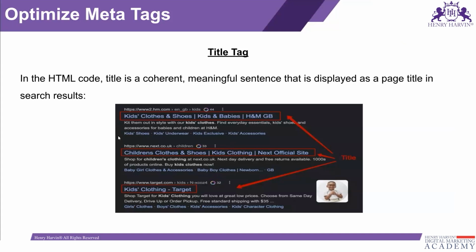With this example, you can understand that the query is related to kids clothes. That's why it is showing results related to kids clothing, and here you can see that the keywords kids clothing and kids clothes are there in almost all the results.